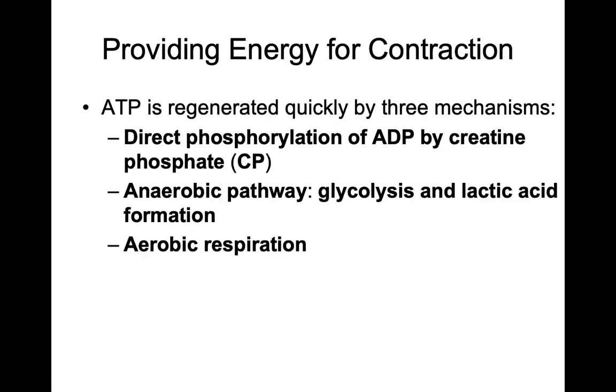Now, what happens right after that? Then you start to use a process called direct phosphorylation of ADP, and you're using a protein called creatine phosphate, or CP. What that does is it takes the ADP and adds an inorganic phosphate to it and makes ATP. And now this newly synthesized ATP can be used for muscle contraction. Now your body cannot rely on that for a long period of time.